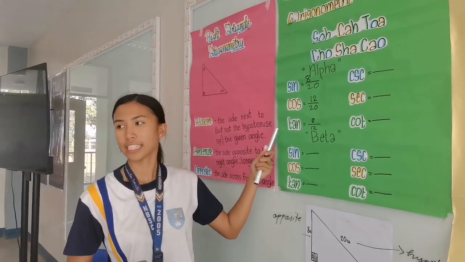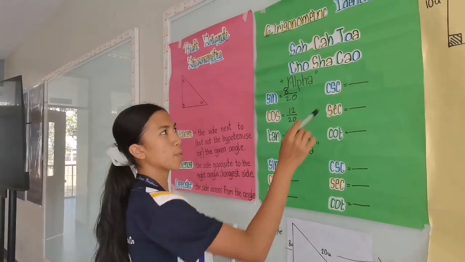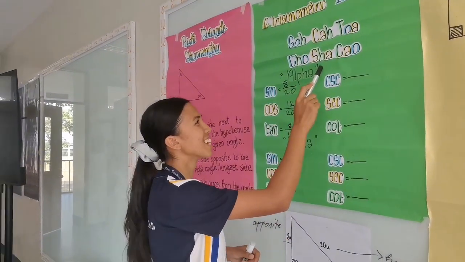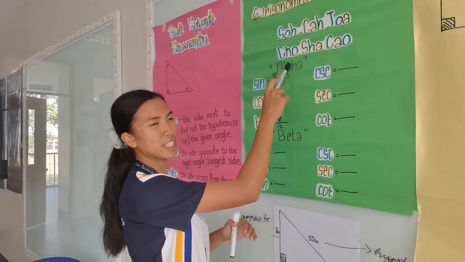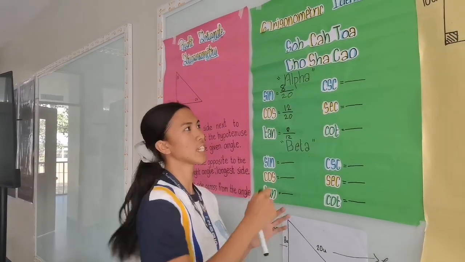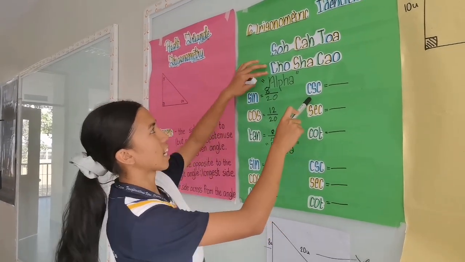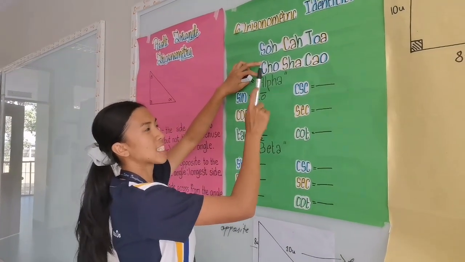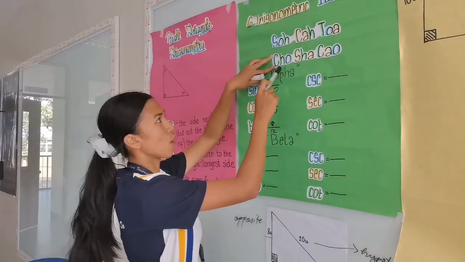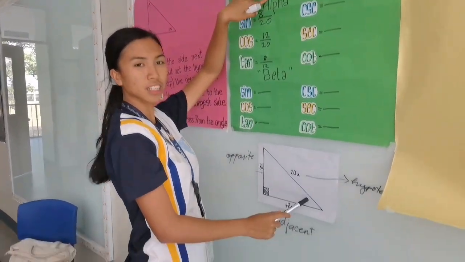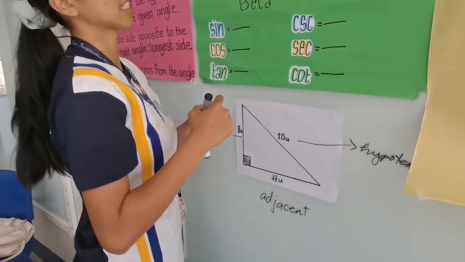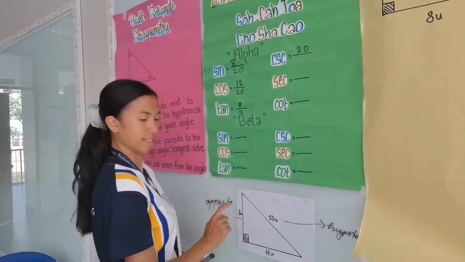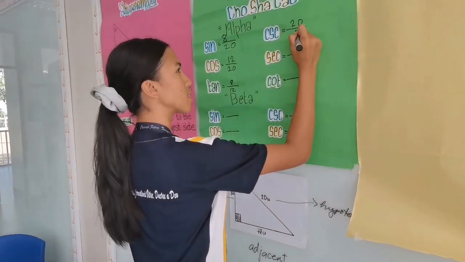So before we proceed with the theta, sine, cosine, and tangent, let us first identify the inverse identities of sine, cosine, and tangent. To identify these inverses, we have here the acronym COSHACAO. H is hypotenuse, O is opposite, and A is adjacent. So to get cosecant, we identify its hypotenuse and its opposite. As we know, the hypotenuse of angle alpha is 20 units, and its opposite is 8 units.